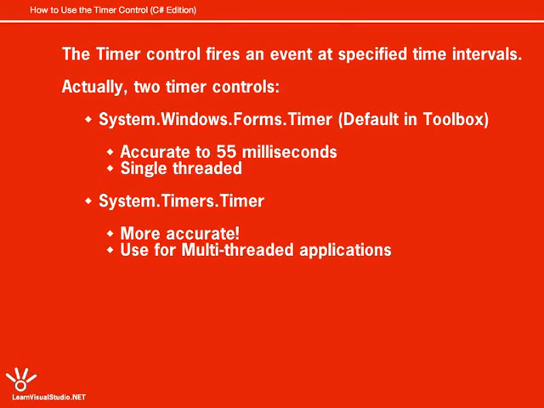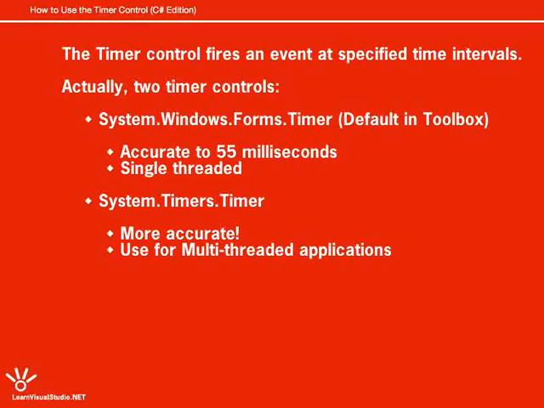It's important to note that there are two timer controls. The first timer control, the one that appears by default in your toolbox, uses the system.windows.forms.timer class under the hood. There's another timer that utilizes the system.timers.timer class under the hood. So what's the difference? Well, the only significant difference is what they were intended to be used for.